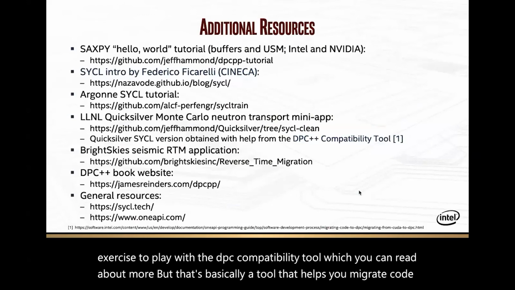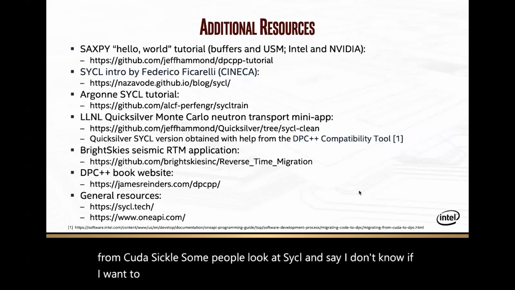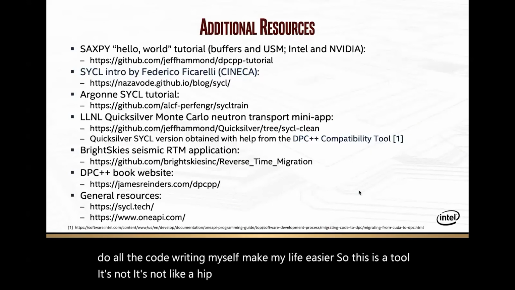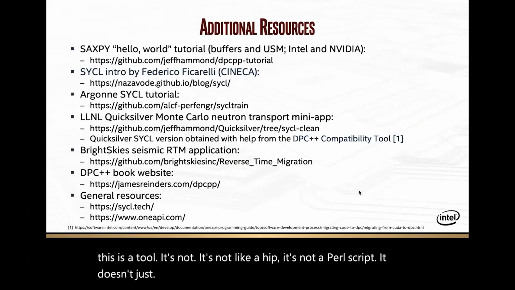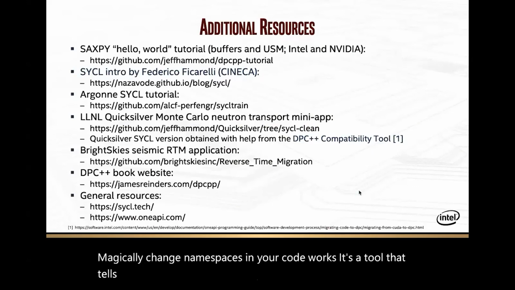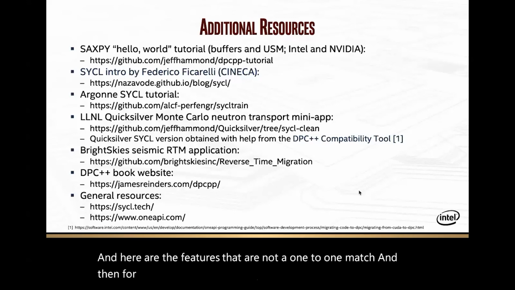Some people look at SYCL and say, well, I don't know if I want to go all in with this. I'm not ready to commit and do all the code writing myself. Make my life easier. So this is a tool. It's not like HIP. It's not a Perl script. It doesn't just magically change namespaces in your code. It's a tool that tells you, here are the things that need more work, and here are the features that are not a one-to-one match. And then for other things, it can provide the appropriate template on what to do in SYCL.